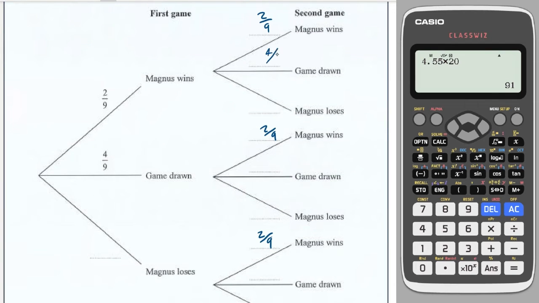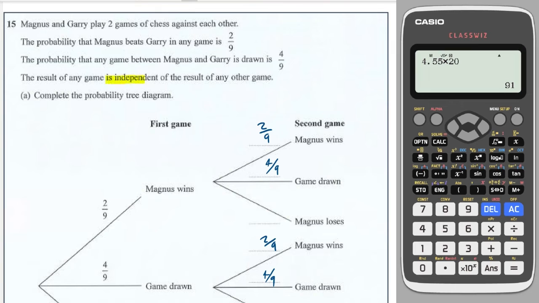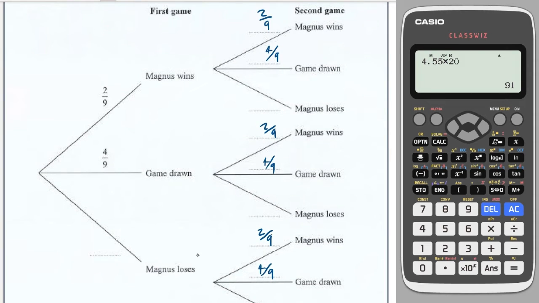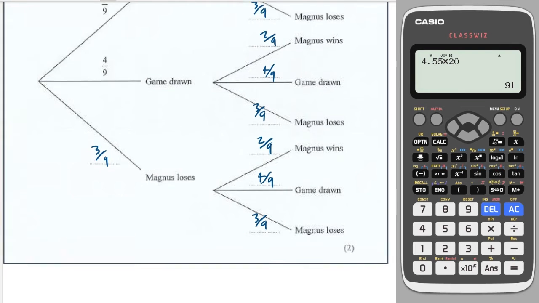Okay, so I write in here 4 over 9, 4 over 9, and 4 over 9. So this being independent means he doesn't get upset if he loses and throws a wobbly and can't play anymore. So Magnus loses, so that's 6/9, so 3/9 will be left over for Magnus to lose or Gary win. Okay, right, that's that table done.